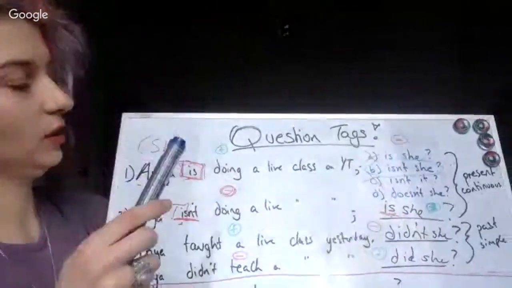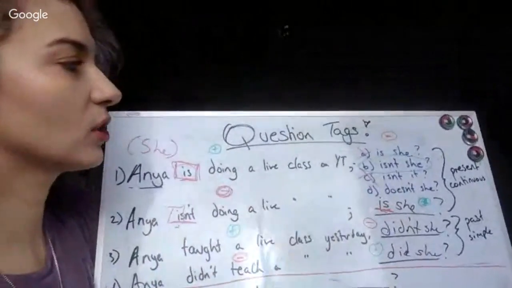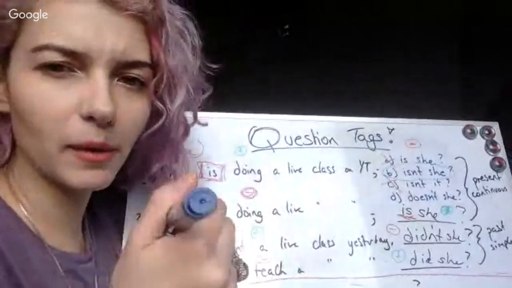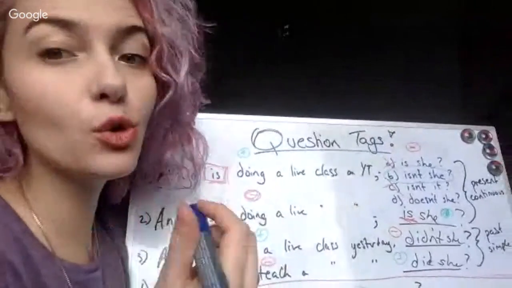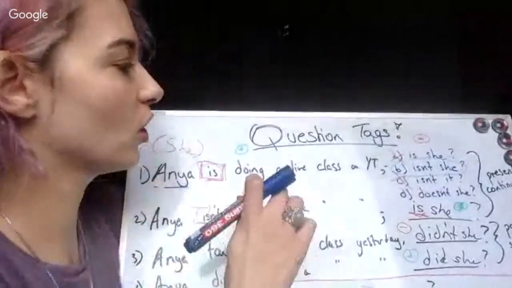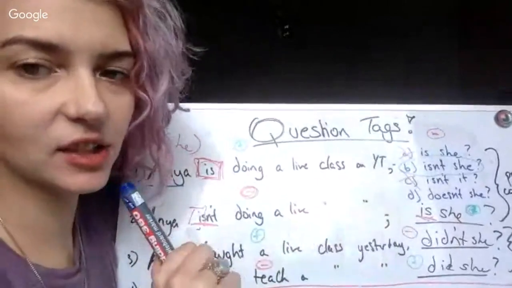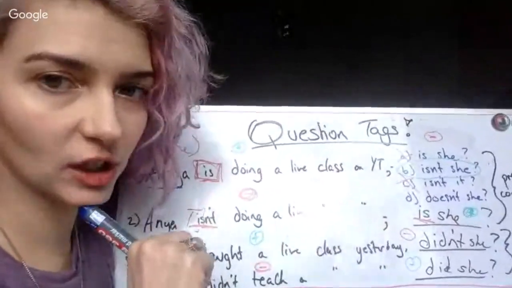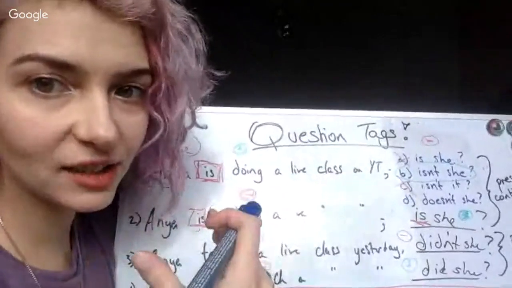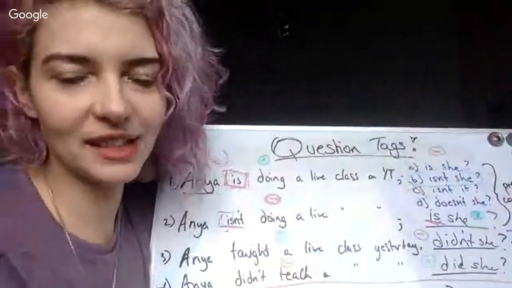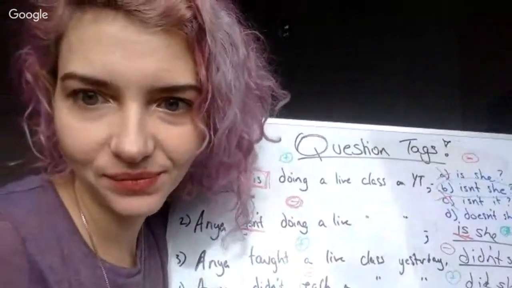So going back to the first one, Anya is doing a live class on YouTube, isn't she? I'm going to see if you guys already know. Who can tell me what the correct answer to this is? Anya is doing a live class on YouTube, isn't she? The answer should be yes. What's the answer? Let me know in the comments. Let's have a look.